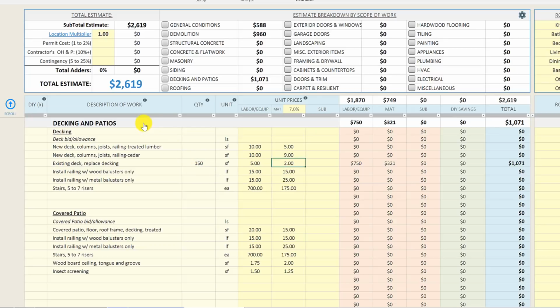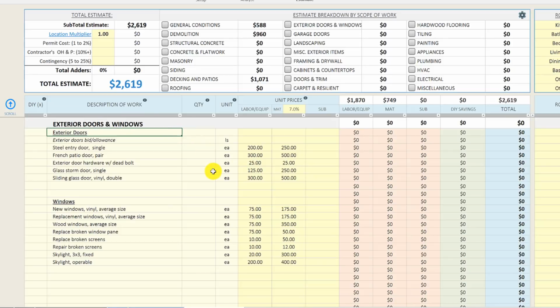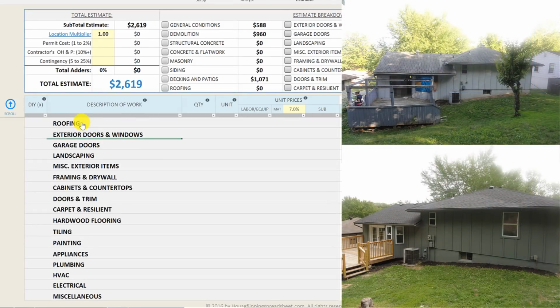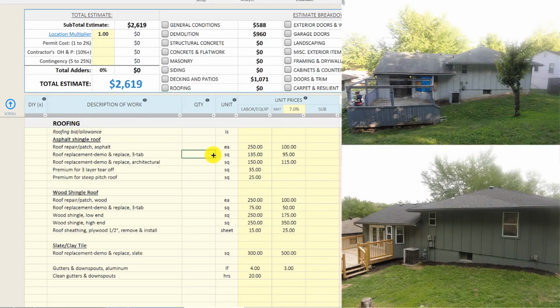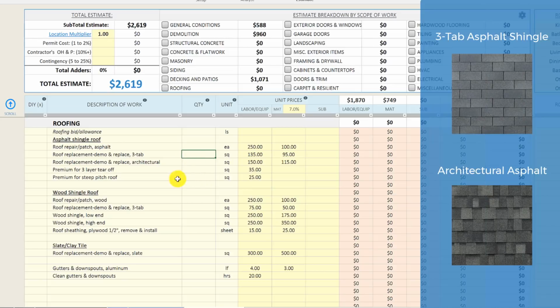So let's move on to the next item there, which is going to be our roofing. So again, if you look back at our pictures, you can tell that the roof is in really bad shape. So we assume that we're going to need to replace the roof with a new roof, and we're going to use an architectural shingle. So you've got a couple different options here.